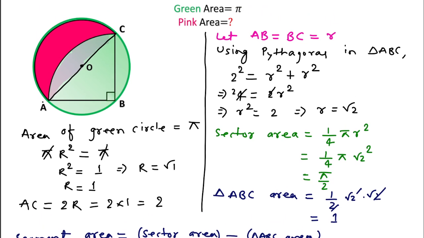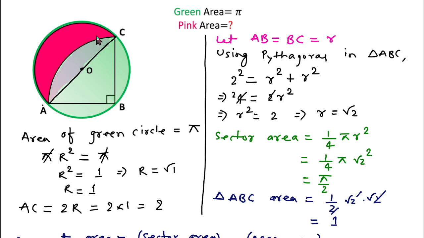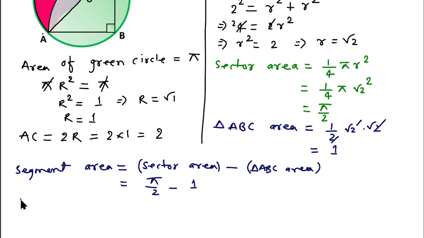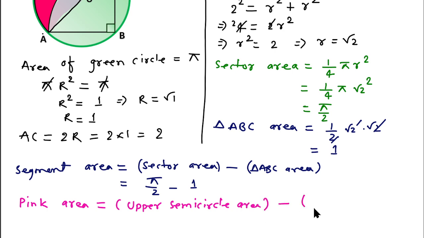As we have to find the area of this pink region, we can see that this pink region is available on the upper side of this semicircle. So if we subtract this segment area from the semicircle, we will get the pink area. So we can write area of pink region, that is pink area, equal to upper semicircle area minus segment area.